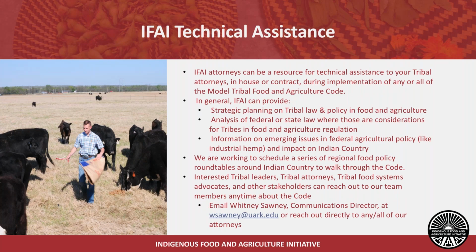We can provide that strategic planning on tribal law and policy in food and agriculture, analysis of federal or state law and those considerations for tribes in food and agriculture regulation, and information on emerging issues in federal agricultural policy. One is industrial hemp, we've been getting a lot of questions on, and the impact that's having on Indian country. We're currently working to schedule a series of regional policy roundtables around Indian country to walk through this code.